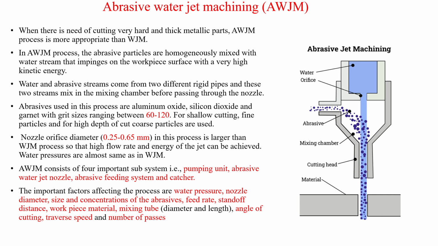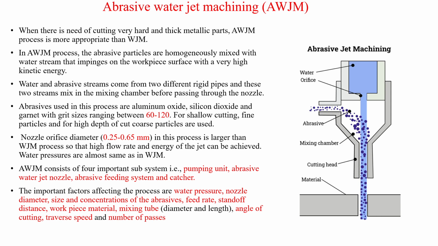So this is a very useful process because the impact is very heavy. The process is the same but with water and abrasives used. When there is a need for cutting very hard and thick material, both have a high impact. The abrasive has a high impact, the water also has an impact, so it can cut a very hard material. So when there is a need of cutting very hard and thick metallic parts, then this AWJM, which is abrasive water jet machining, is used. It is very appropriate as compared to water jet.